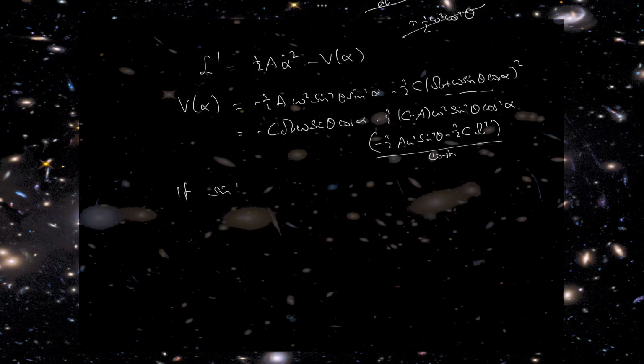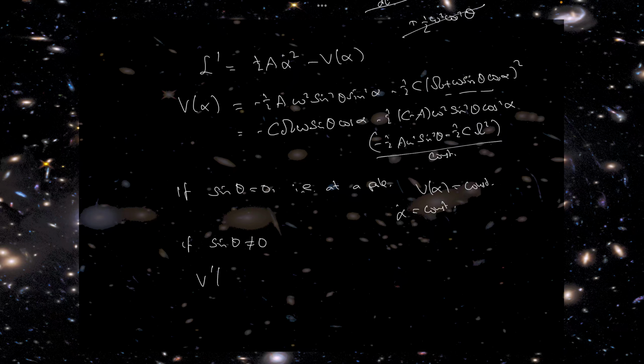If sine theta equals 0, in other words we're at a polar rotation, then V alpha is constant and therefore alpha dot is constant. So there is no minimum of the potential and the gyrocompass fails to work at the north and south poles. If sine theta is not 0, then have a look at equilibrium points.